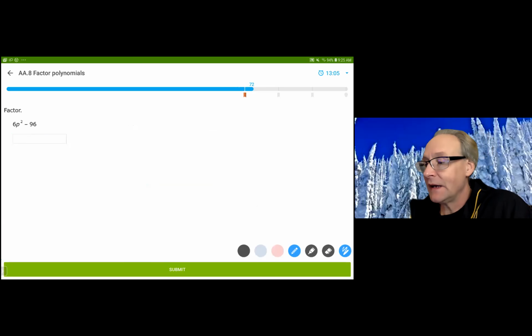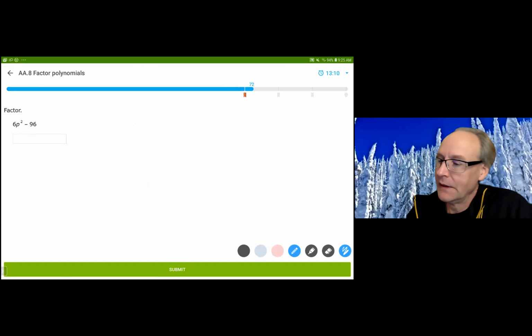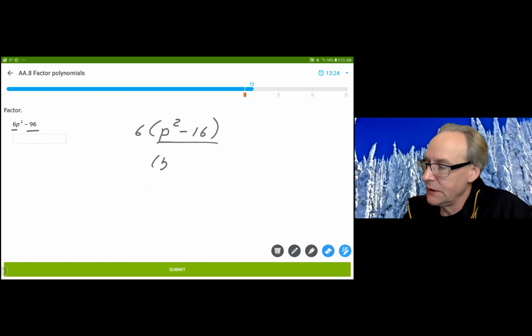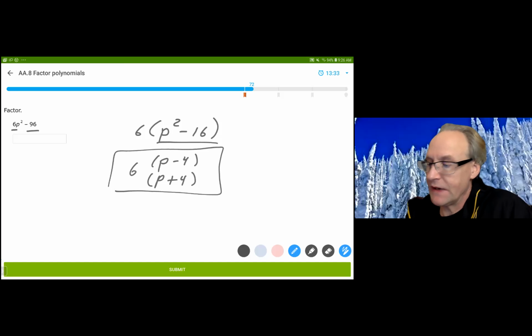This one is not a difference of squares yet. We're going to take out the 6 because it has a common factor of 6 in the two binomials. And what's left inside is p squared minus 16, isn't it? Well, we know that's a difference of squares. So we've got p minus 4 and p plus 4, and the 6 is still there. So there's our 3 factors.